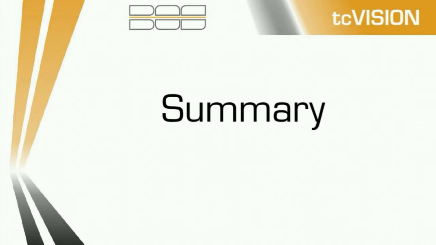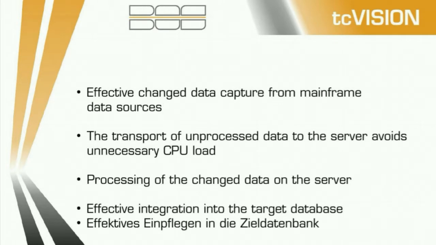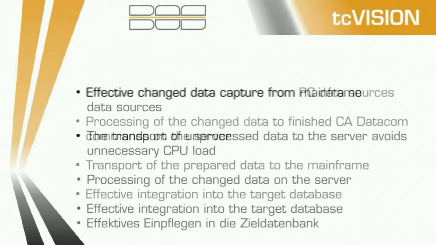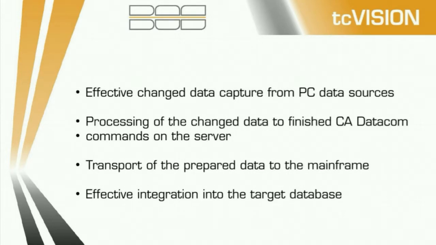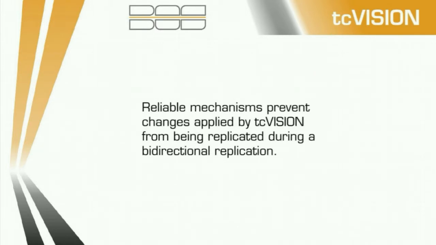What did we see today? We saw that tcVISION can capture change data effectively from data sources on the mainframe, transport it to the server to be processed, and then integrate it into the target database. On the other side, we saw that tcVISION can also capture the change data from PC sources, process them on the server, and send the processed data to the mainframe to be integrated into the respective target database. Changes applied by tcVISION are prevented from being replicated during a bidirectional replication.